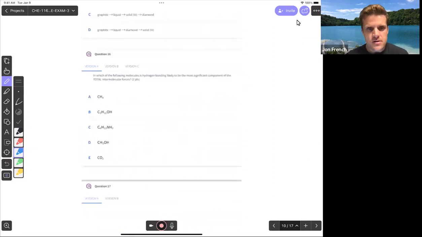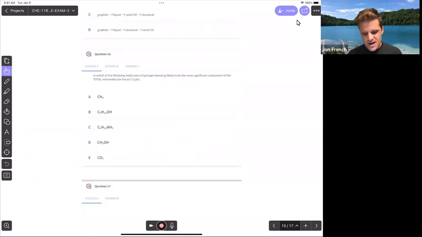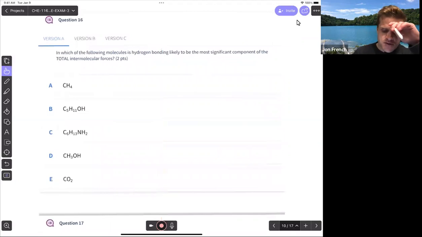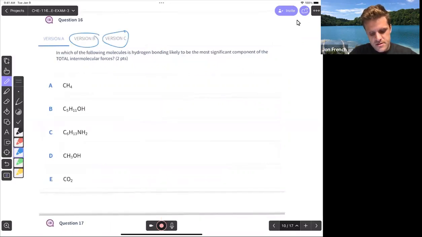Question 16. This came up in office hours. It's kind of a tricky question in how it's worded. Which of the following molecules is hydrogen bonding likely to be the most significant component of total intermolecular forces? And just be careful, there are 2 other versions of this question, so your question might not exactly be this question. So it's asking which one of these has hydrogen bonding as the most significant component of its intermolecular forces?